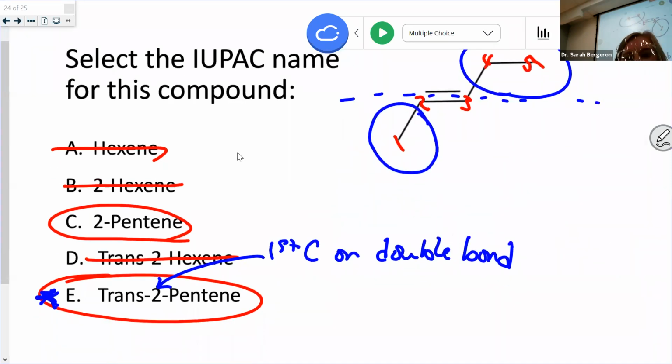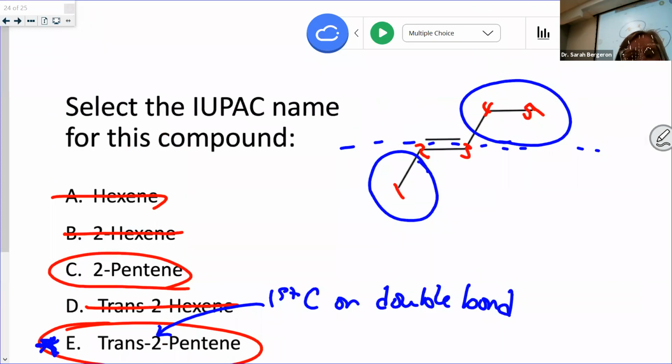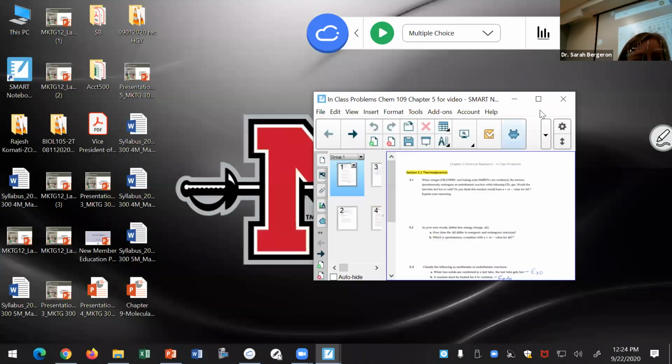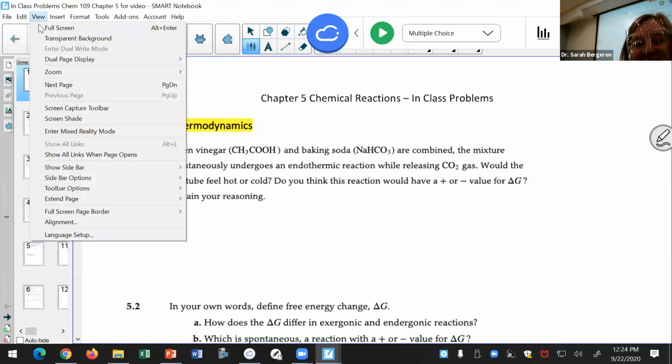Okay. So that was my little bit from next exam. So we're going to go on to chapter 5. You should have watched sections 1, 2, and 3 from chapter 5, right? We're talking about thermodynamics and kinetics and all that kind of fun stuff, right? Okay, view, full screen.